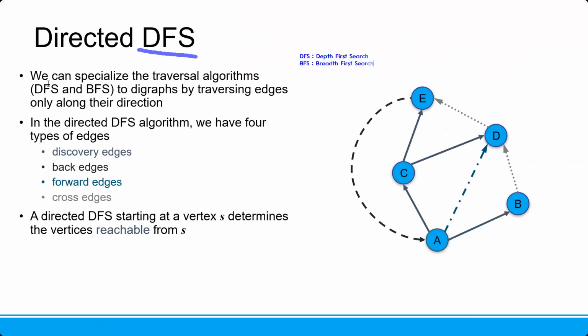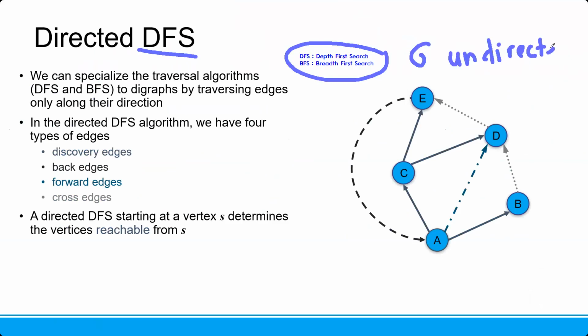And in this chapter, we learn the graph is undirected. What does it mean? There is no direction. There is no particular direction from one node to another node. So it can be A to B, B to A. We can specialize the traversal algorithms, which are DFS and BFS, to directed graphs.